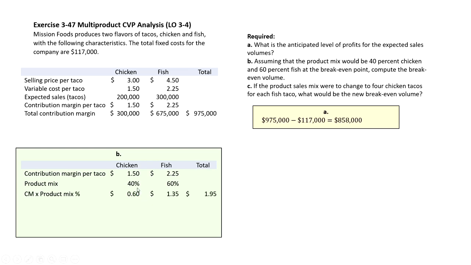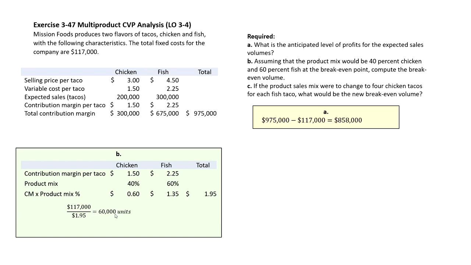So 40% times $1.50 means that weighted contribution margin is 60 cents. 60% times $2.25 means that weighted contribution margin is $1.35. $1.35 plus 60 cents is a weighted contribution margin of $1.95. Very similar to the typical break-even calculation. If I want break-even in units, I divide the fixed cost by the contribution margin dollars. Here they're weighted. So that'd be 117,000 divided by $1.95 means I have to sell 60,000 units.